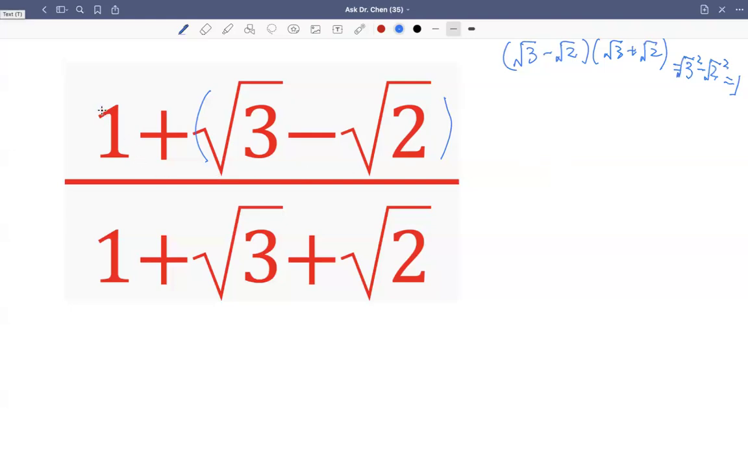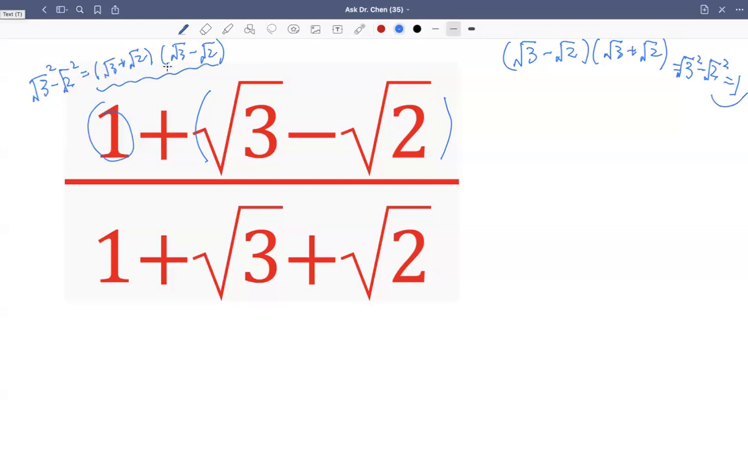So now the idea is we're going to use this 1. And this 1 we're going to write as 3 minus 2, which is the square root of 3 squared minus the square root of 2 squared. Then we use the difference of two squares formula. That's the square root of 3 plus square root of 2 times the square root of 3 minus the square root of 2. So this 1 was written as this, because this equals 1, we just calculated, right?